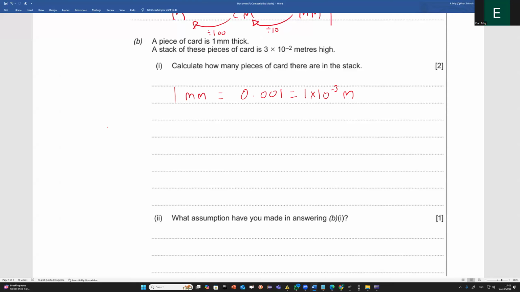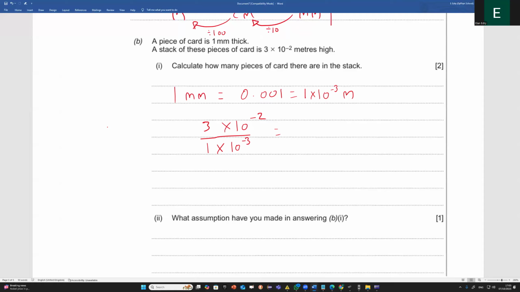So then what calculation would you need to do? 3 times 10 to the minus 2 divided by 1 times 10 to the minus 3. Brilliant, because now the units are the same. There you go. So you should be able to do that.